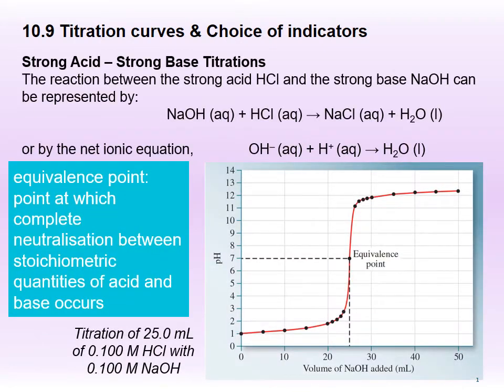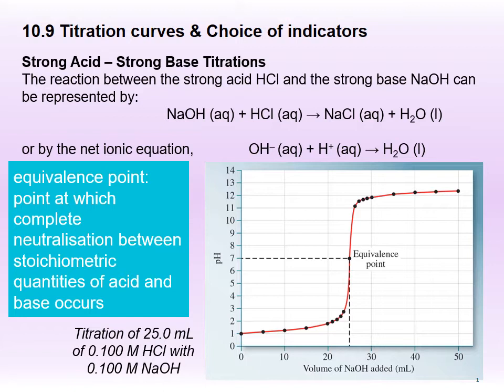Strong acid, strong base titrations. The reaction between the strong acid HCl and the strong base NaOH can be represented by NaOH(aq) + HCl(aq) to give NaCl(aq) + H2O(l), or by the net ionic equation OH⁻(aq) + H⁺(aq) to give H2O(l).